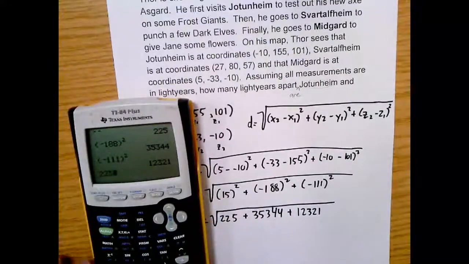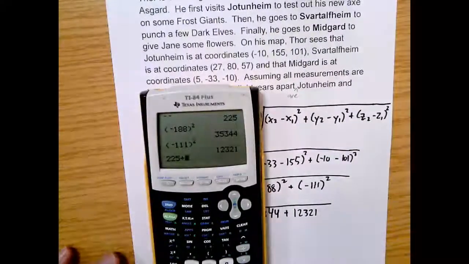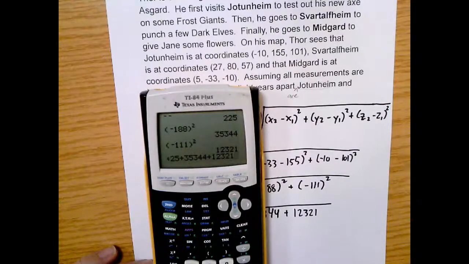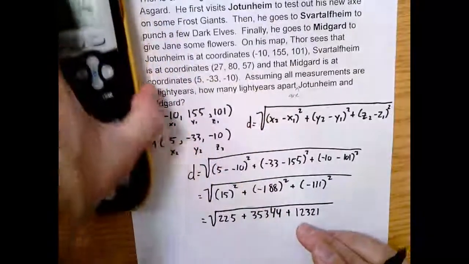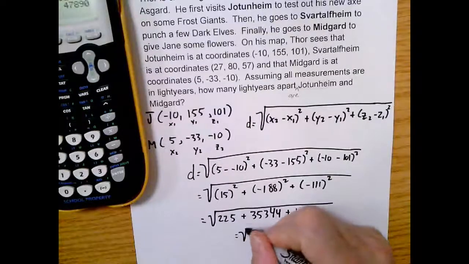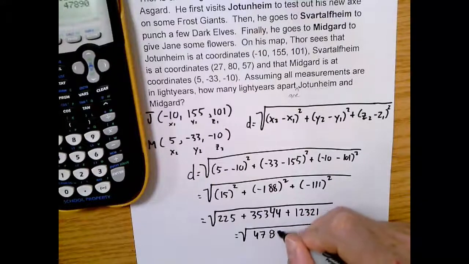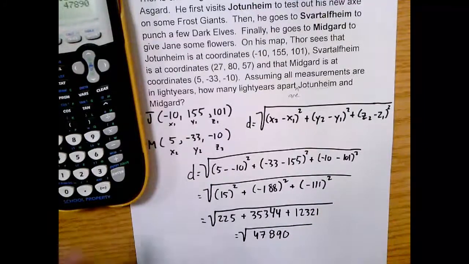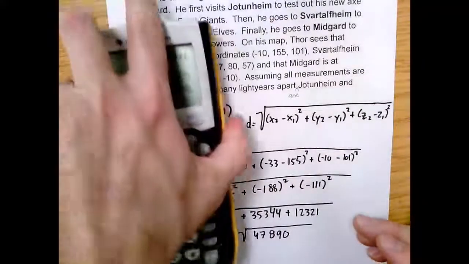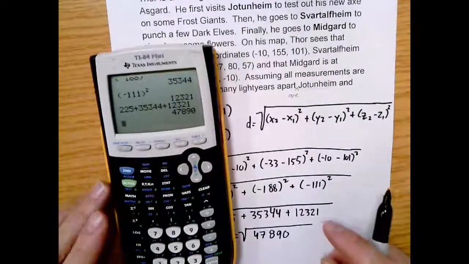Okay. So now we just need to add all these together. So that's 225 plus 35,344 plus 12,321. Check my numbers. Great. 47,890. So now we have the square root of 47,890. Now, if you know what two numbers, when multiplied exactly, would give you 47,890, then by all means, write your answer. But if you don't, which I'm assuming you don't, we'll just use your calculator.